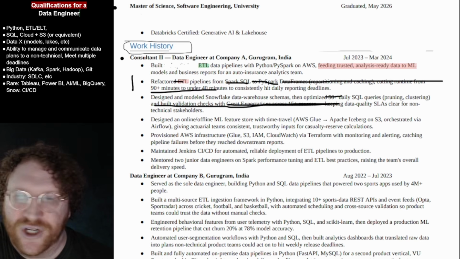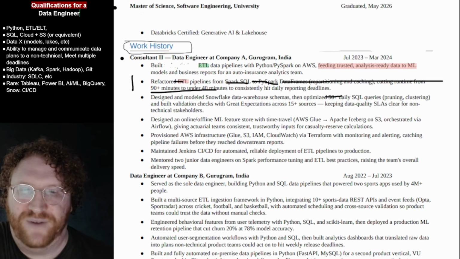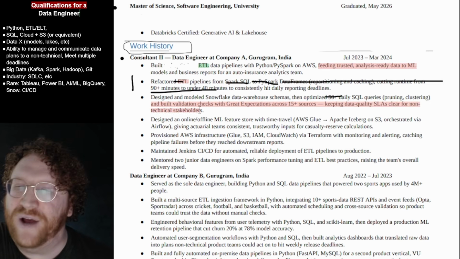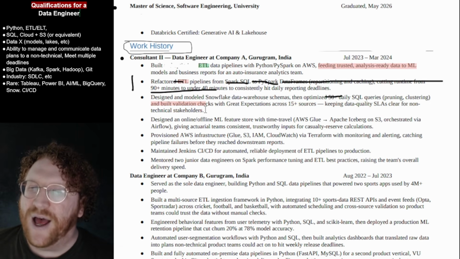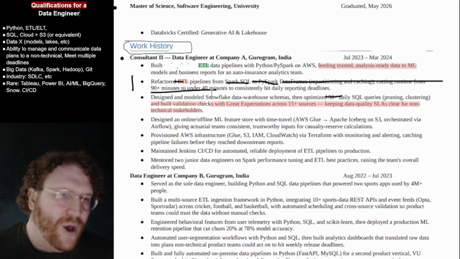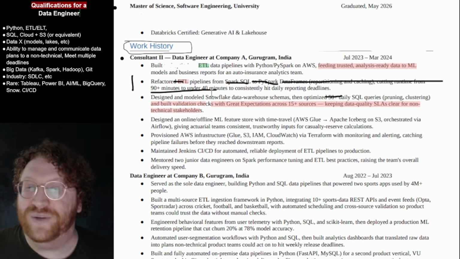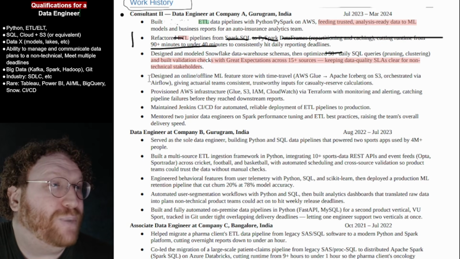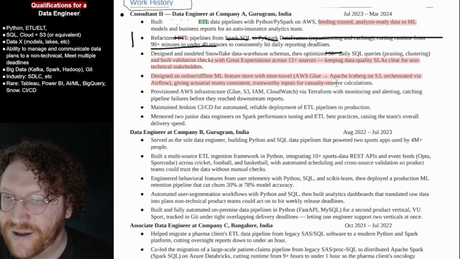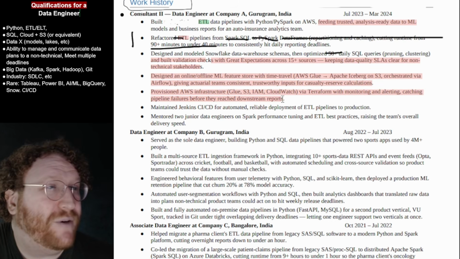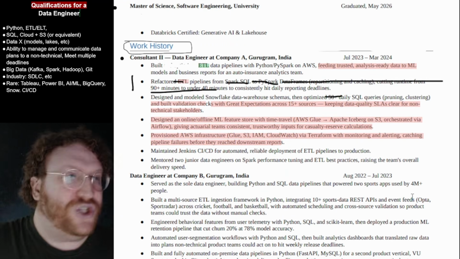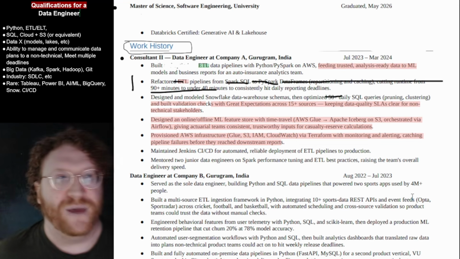What is validation checks for Great Expectations across 15 sources? That's a hot dog. Keeping data quality SLAs clear. I don't need you to tell me that you kept it clear. I need you to tell me why you kept it clear. What is the point of keeping it clear? I don't know. You didn't tell me. Then we go down to here and there is nothing but nothing. Terraform, maybe? No, nothing. And I don't see that you managed and communicated data plans to non-technical people.